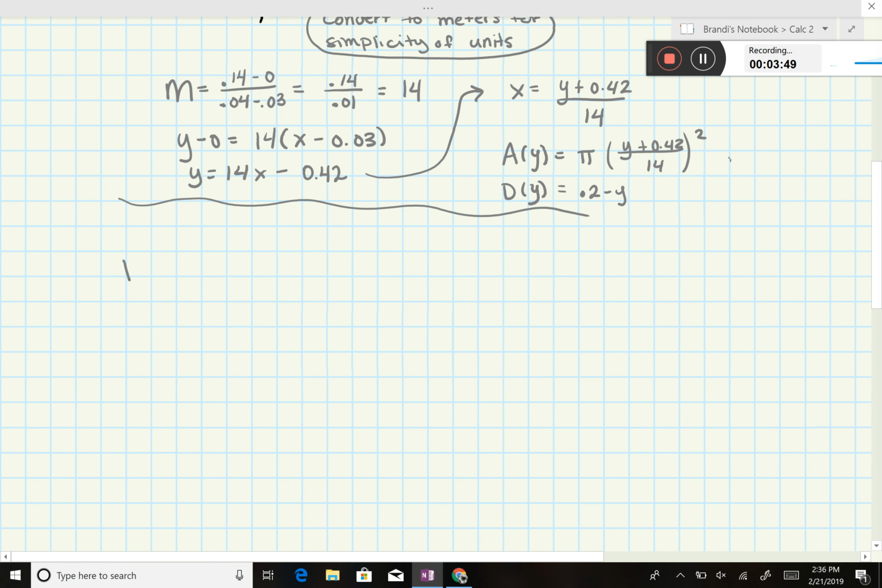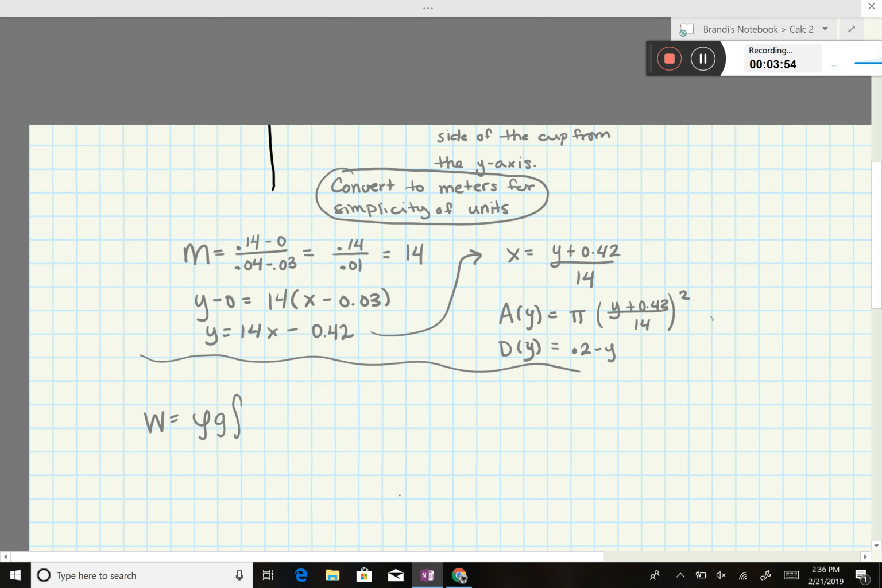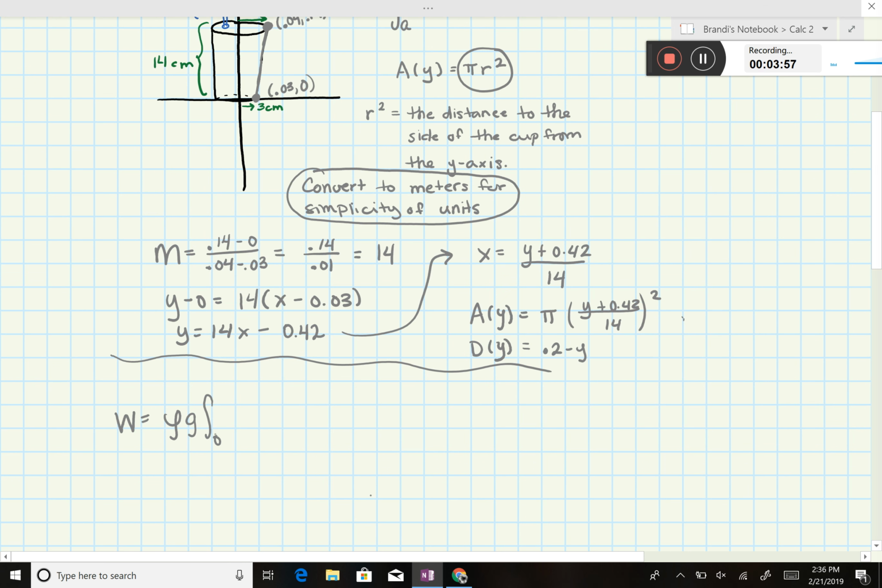Moving this into our integral, we have W is equal to rho g. Let's see, our cup is full, so we're going to lift it from 0 to 14. That's how much water we're lifting, and since that's in centimeters, we need to add our little point to change it to meters. A(y) would be pi times y plus 0.42 divided by 14 squared times 0.2 minus y dy. So what I'm going to do is move pi outside, and then I'm going to square 14 and move that outside too.